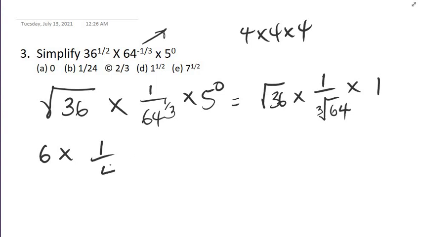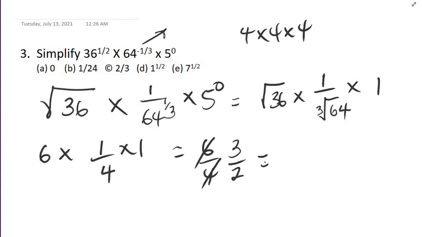So this will be 4 times 1. So 6 times 1, 6 times 1 is 6. So we have 6 over 4. Divide both sides by 2. 6 divided by 2 is 3. 4 divided by 2 is 2.